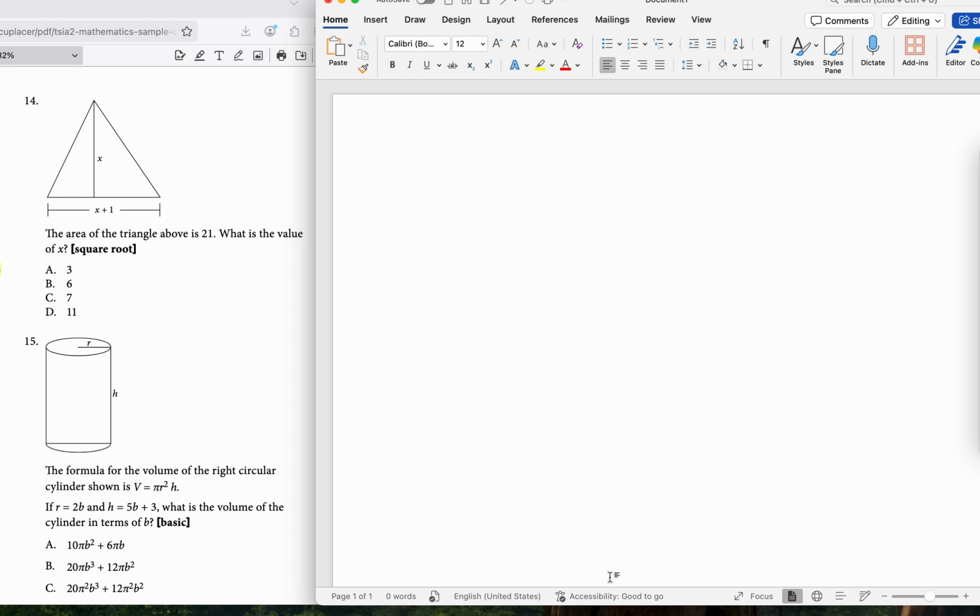Taking a look at number 14, we are given a triangle and we want to figure out the value of x. So we know that a triangle's formula is 1/2 the base times the height. So the area of a triangle equals half the base times the height.